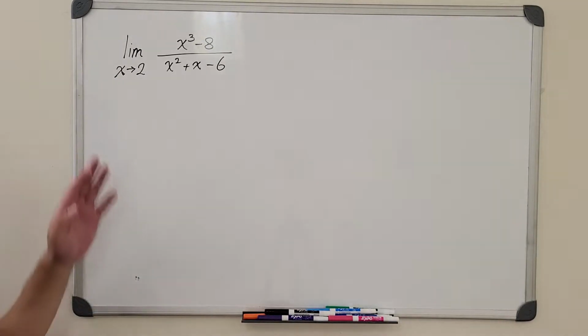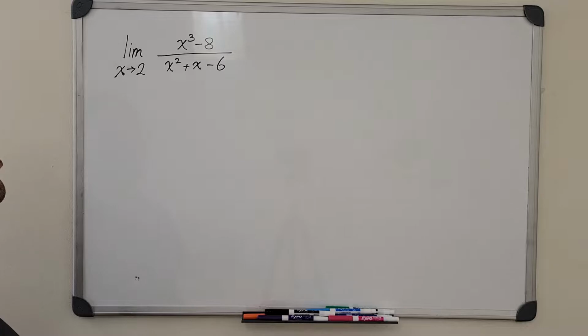In our example, we have the problem: the limit as x approaches 2 of the expression x cubed minus 8 all over the quantity x squared plus x minus 6.